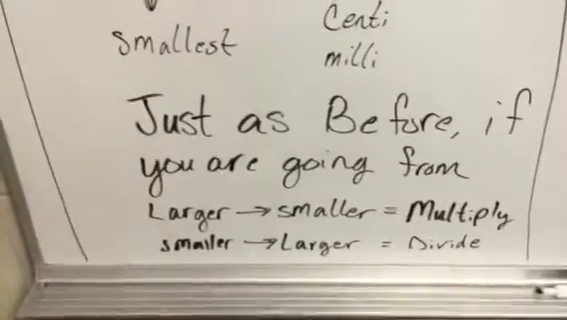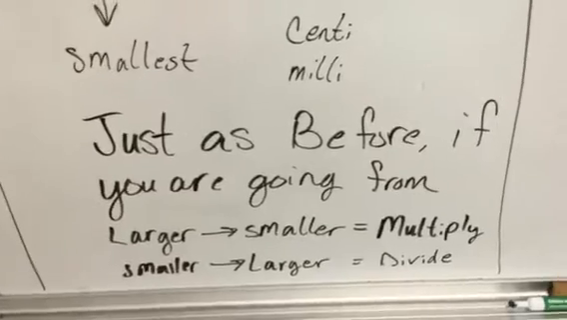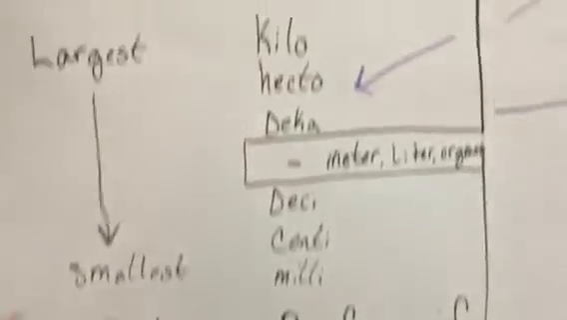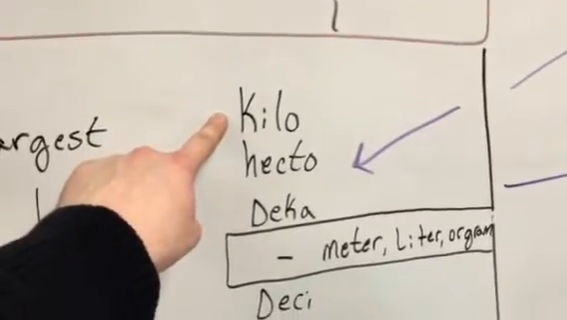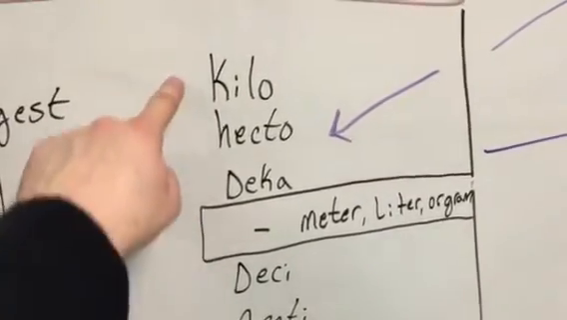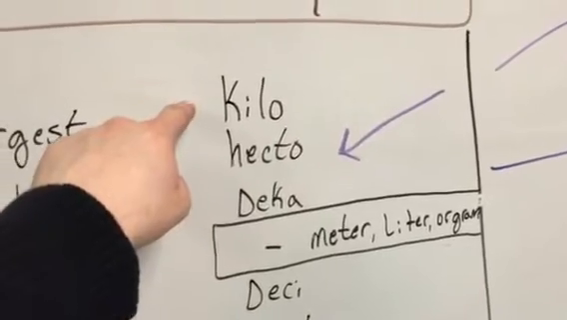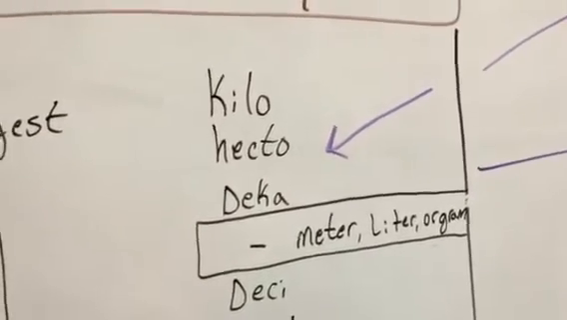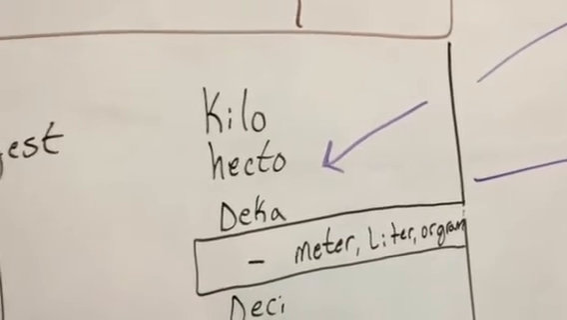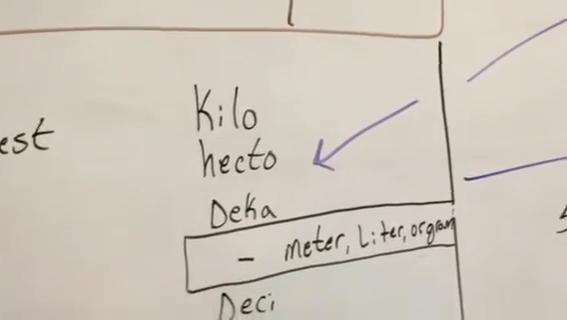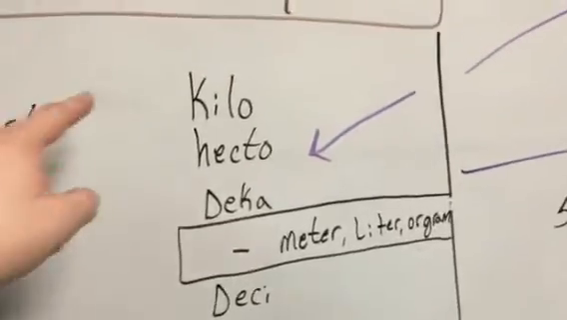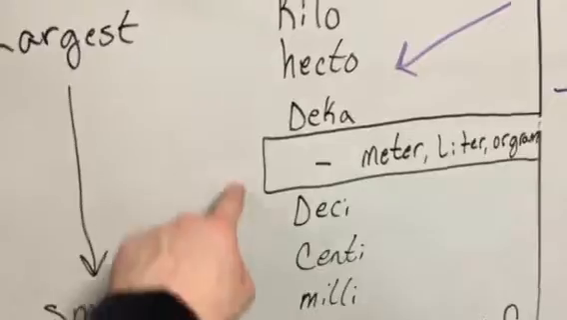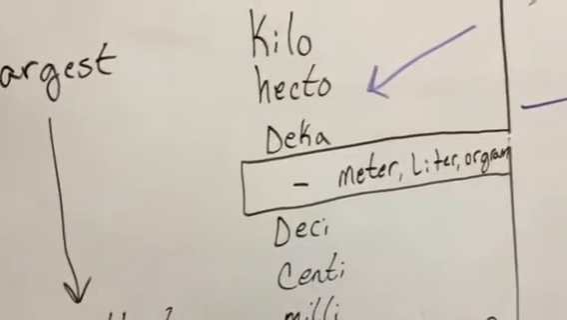And here's a note. Just as before, if you're going from larger to smaller, you multiply. Smaller to larger, you divide. So if you have kilos and you're wondering how many meters are in a kilo, you're going to take that number of kilo and multiply it. If you have centiliters and you're wondering how many liters, you're going to divide. So if you're going from largest to smallest, you multiply. And if you're going from smallest to largest, you're going to divide.